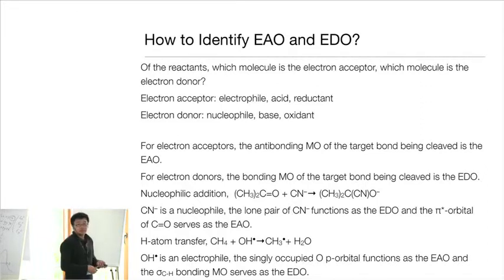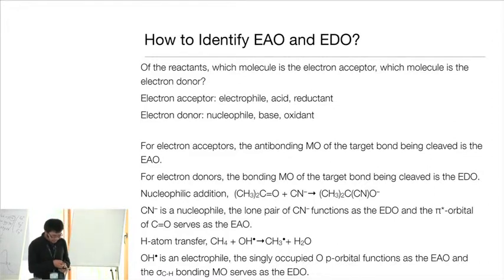I use these examples. In the nucleophilic addition reaction, the CN is definitely a nucleophile. Everybody believes that's true. The lone pair of the carbon in this cyanide anion functions as the electron donating orbital, and the pi star orbital of the CO serves as the electron accepting orbital. Another case we talked about just now is hydrogen atom transfer of methane. In this case, clearly the hydroxyl radical is an electrophile, and the singly occupied p orbital serves as the electron acceptor, and the CH sigma bond serves as the electron donating orbital. That makes things clear.